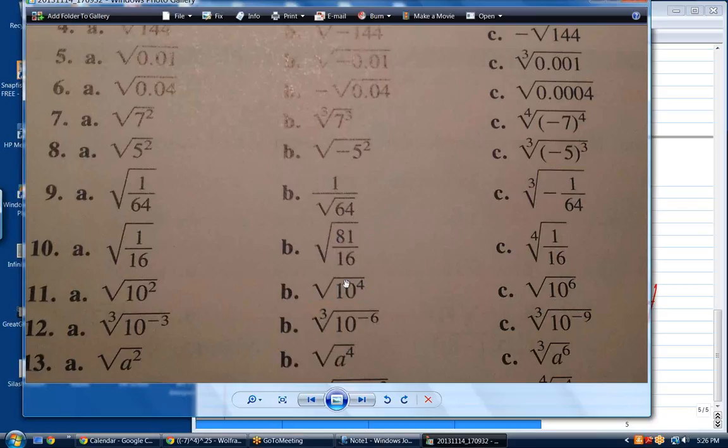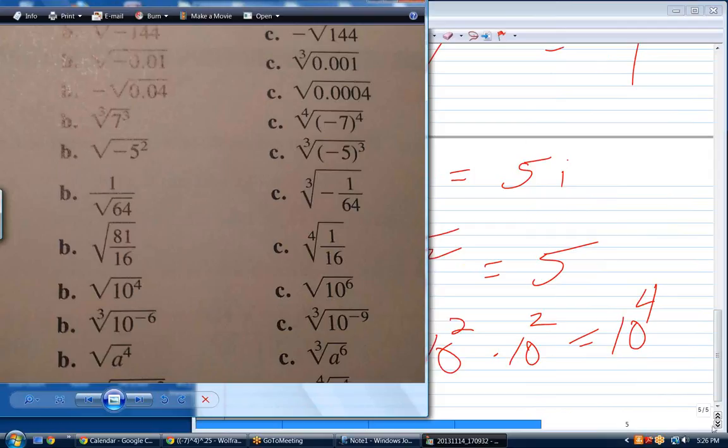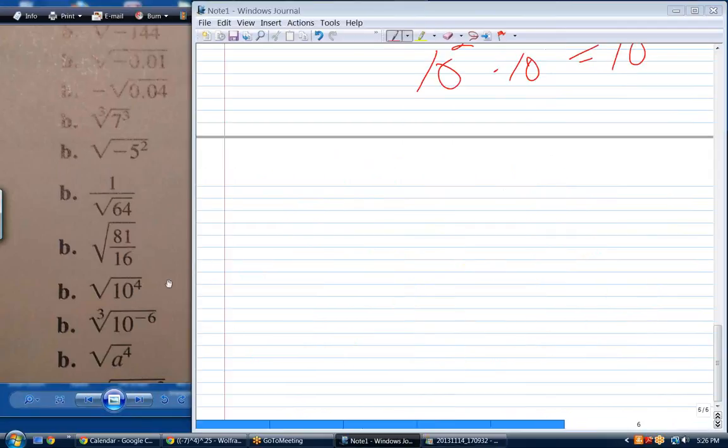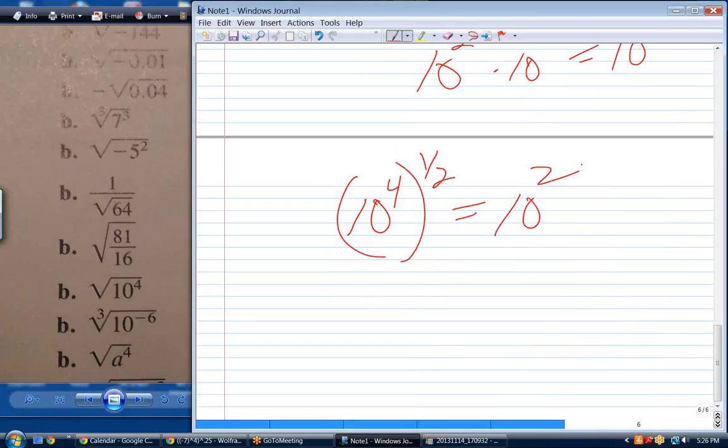In other words, what you want to do is cut that decimal point in half. The easiest way to do these kinds of problems is to say 10 to the 4th to the 1/2 power, multiply the exponents, and you have 10 squared.